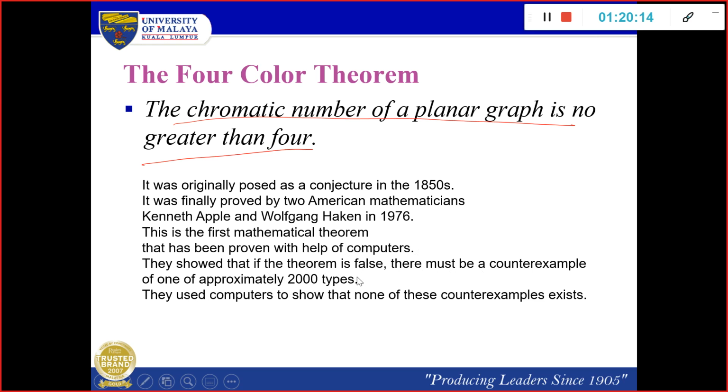At the moment, this 4 color theorem stands because no one can prove that it is false. Okay, just remember that it takes more than 100 years to solve this 4 color theorem. Just because you don't want the same color on adjacent vertices, you don't want them to be the same color, and you want to use a minimum number of colors to do that.